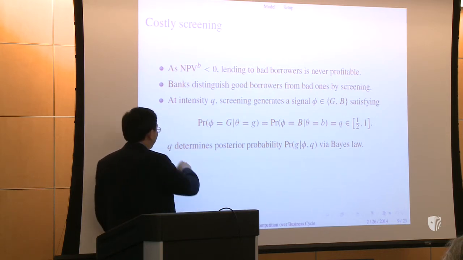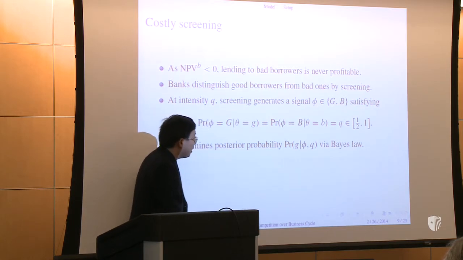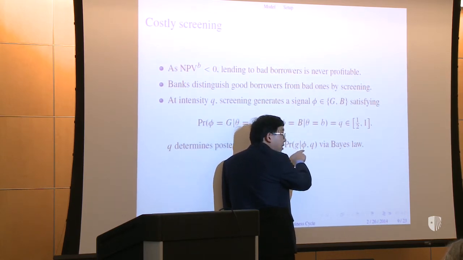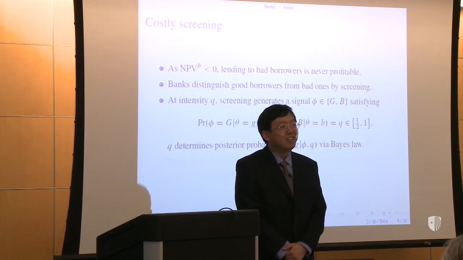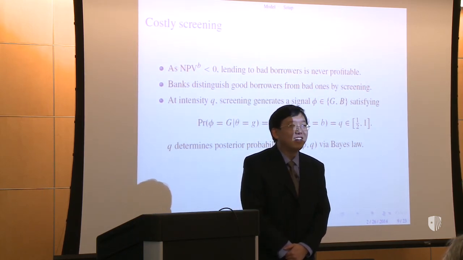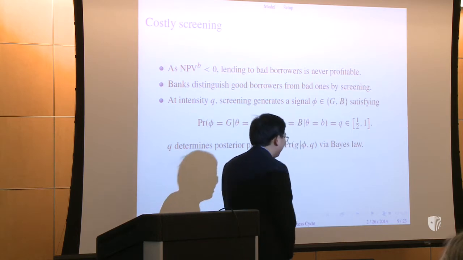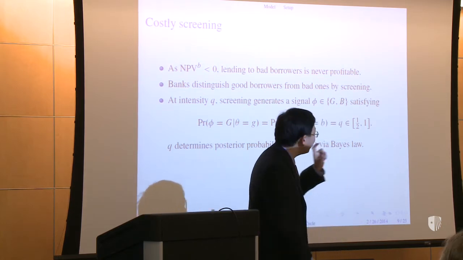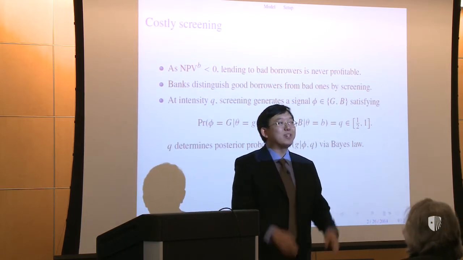So before the cost, let me say this. This Q, the screening intensity Q, is going to determine the posterior probability of having a good borrower conditional on the signal generated by the screening process being phi. Should not Q be open half and closed one? Because if it's just 50%, then it means the technology is useless. Yes, so it should probably be open. Right, but it's just a convenient way of writing this down, and if you assume that the cost of a 50% screening intensity is 0, then that makes no difference.